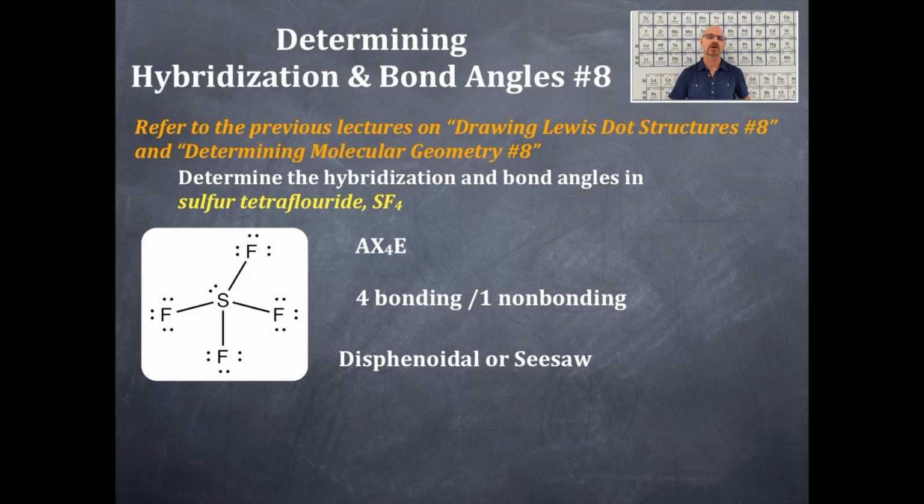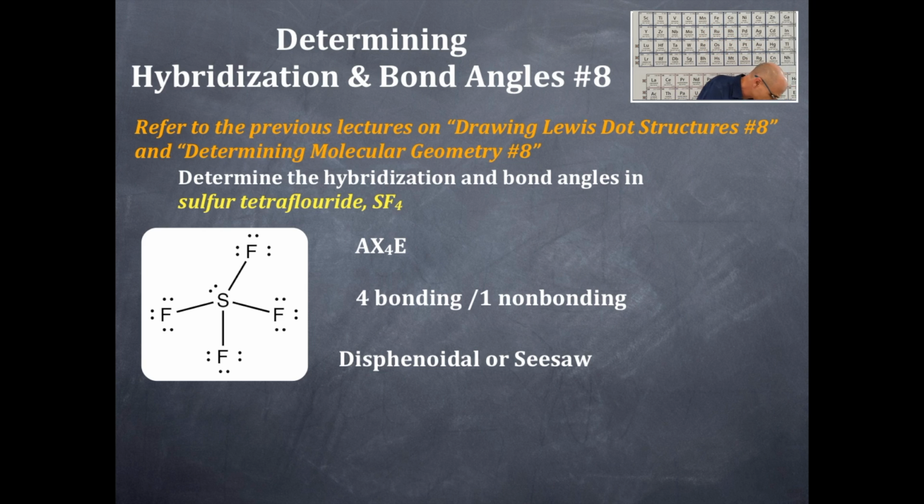That is the Lewis structure in black and white there. That is a central sulfur atom with 4 single bonds attached to fluorines, and then a single lone pair of electrons on the central sulfur. From that Lewis dot structure, you should be able to get AX4E. There are 4 bonding domains and 1 non-bonding domain on the central element. The name of the geometric shape is disphenoidal, or seesaw.